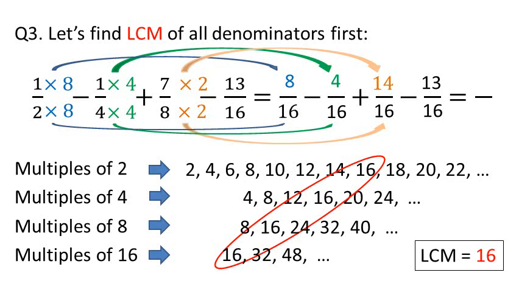8 minus 4 plus 14 minus 13, which is 5. The denominator stays the same as 16, so the final answer is 5 over 16.